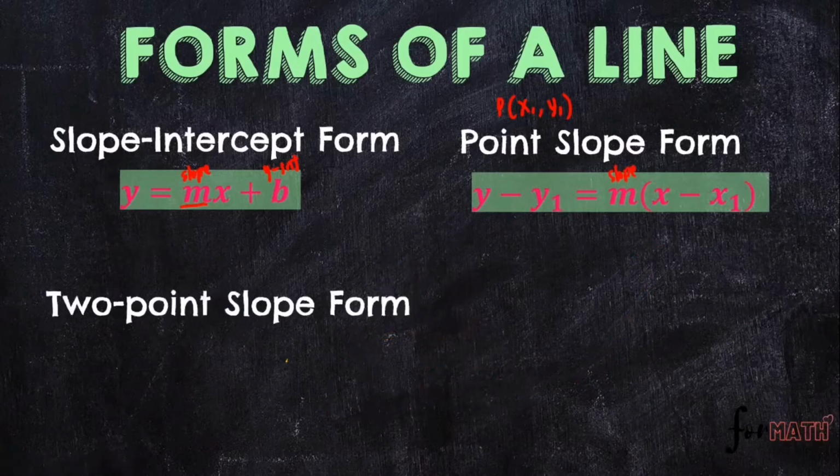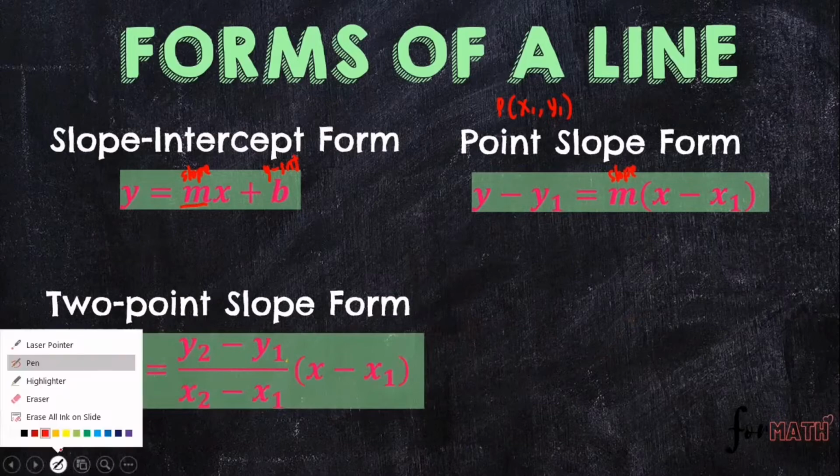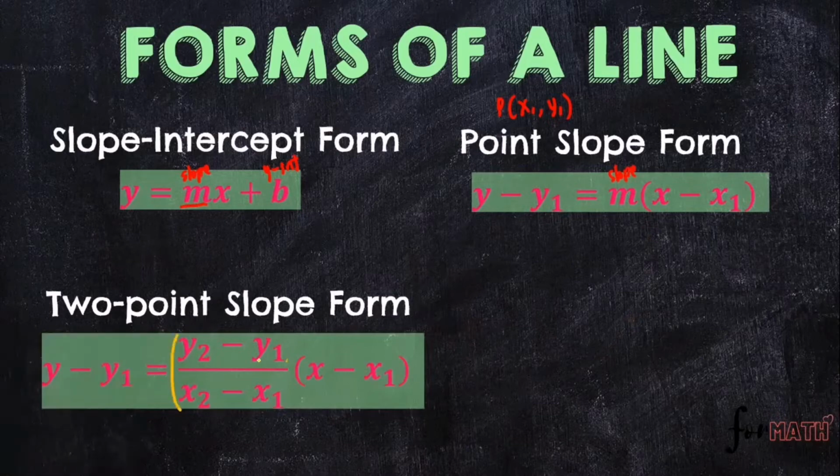The next is, we have the 2-point slope form. So, from the word itself, meron tayong given na 2 points and the slope. So, ito yung ating formula. Okay? So, ito po yung formula ng slope. Kung nare-recognize nyo, yung formula ng slope natin. Ito siya. Okay? Ito yung formula ng slope.